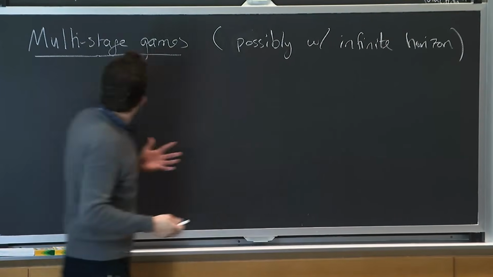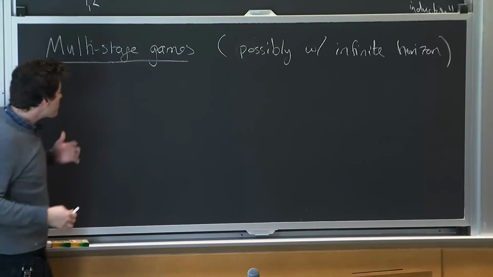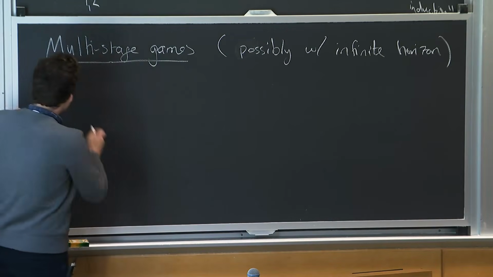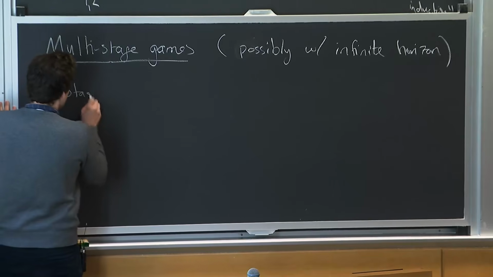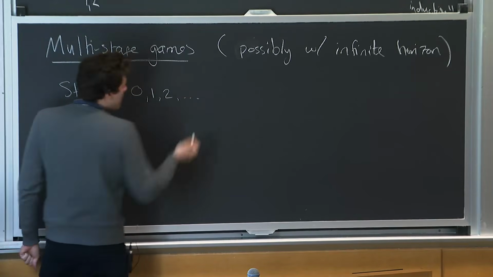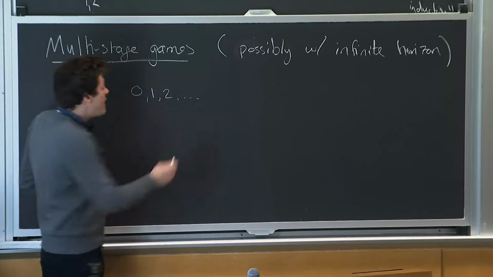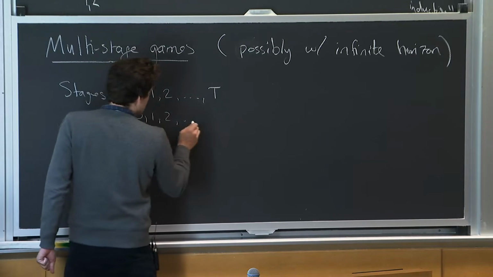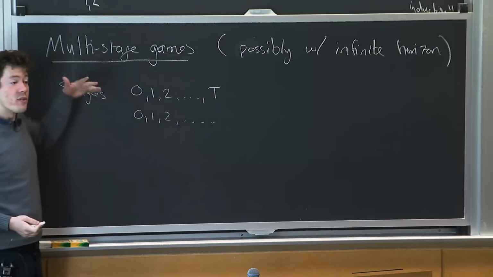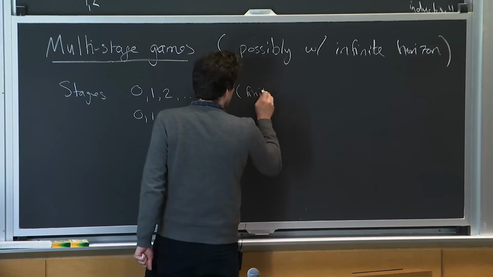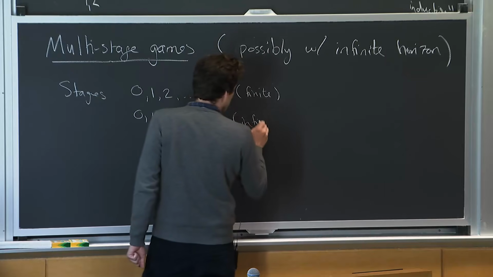So what is the definition? What is a multi-stage game? Well, it's a game that has multiple stages. Okay, so let's define what that means. So it's a game where we have stages, maybe 0, 1, 2, and so on. And it could either be finite, going to T, or it could go on forever. So I'm allowing both of those possibilities. So it could be finite or infinite. Both are allowed.